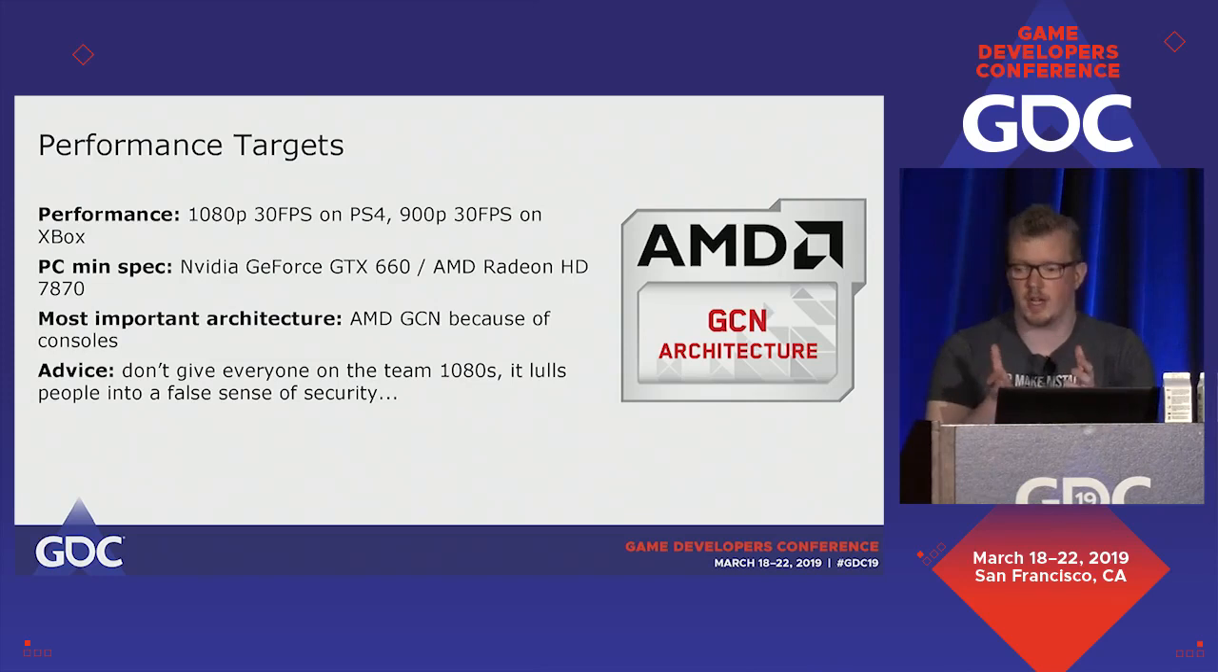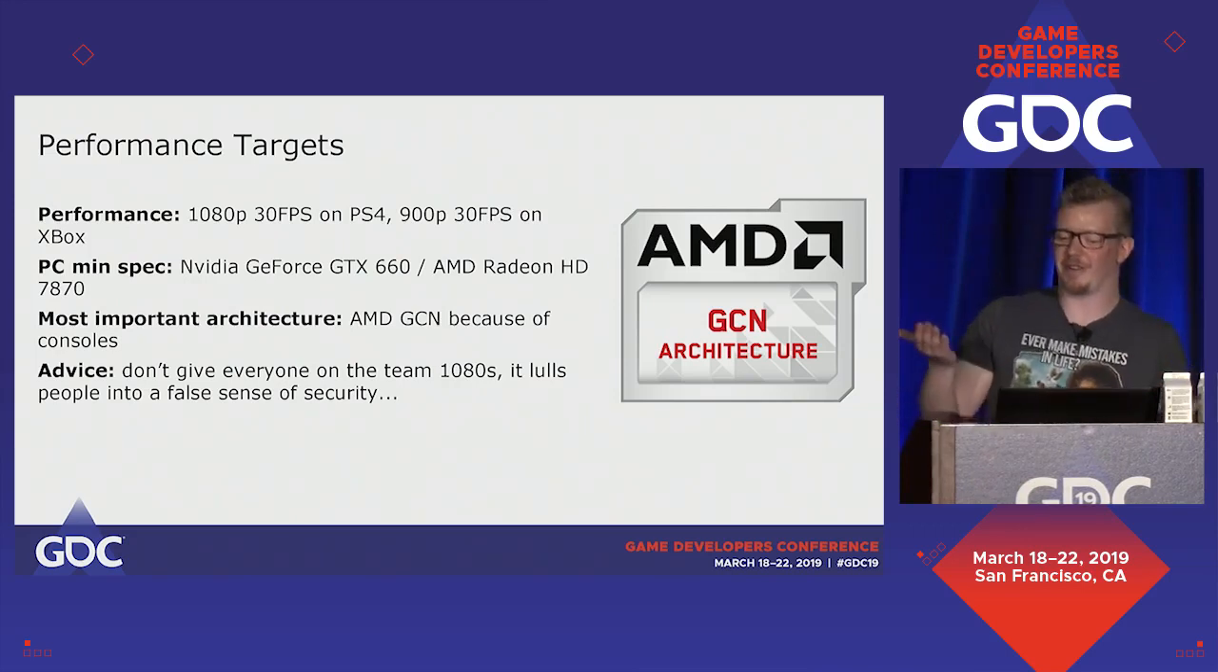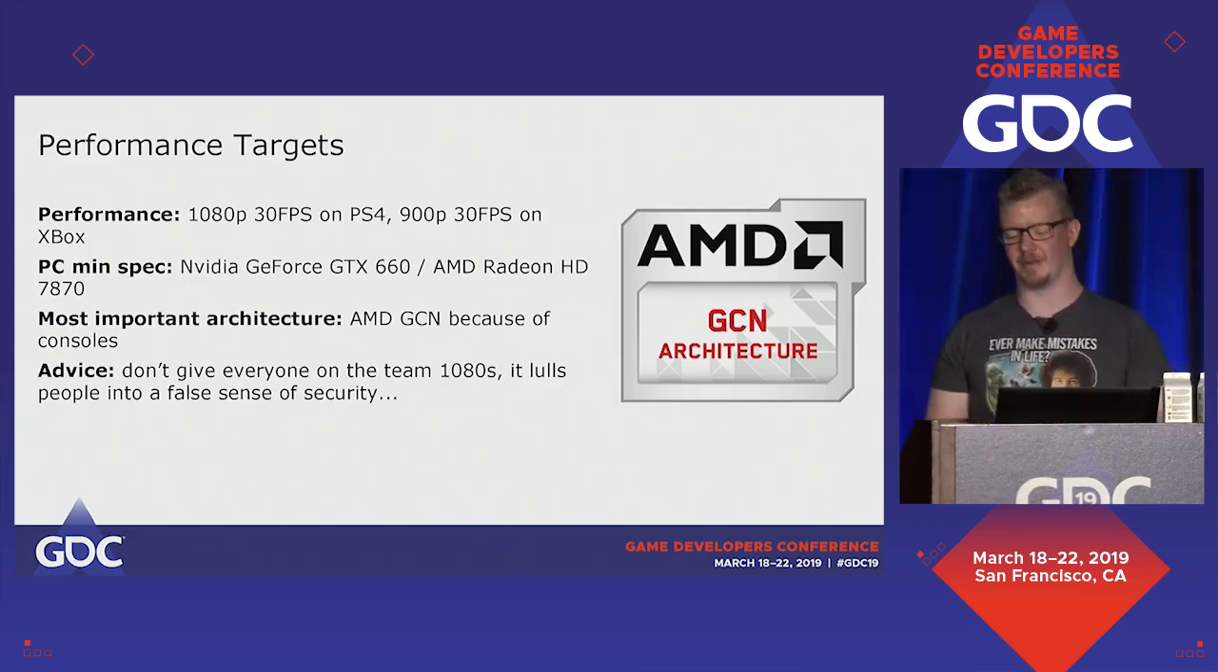So performance target-wise, we looked at GCN as our main architecture to optimize for because it's the one used on PlayStation 4 and Xbox. We targeted full HD on PlayStation 4 and 900p on Xbox. And I would advise you don't give everyone on the team a 1080 graphics card, because I was sitting there as the only graphics programmer being like, oh, we should probably start optimizing. We had to get about halfway through development before we started to really take this into account.